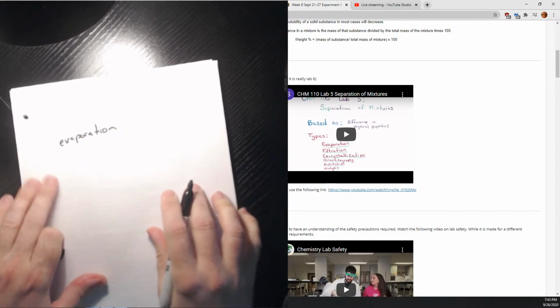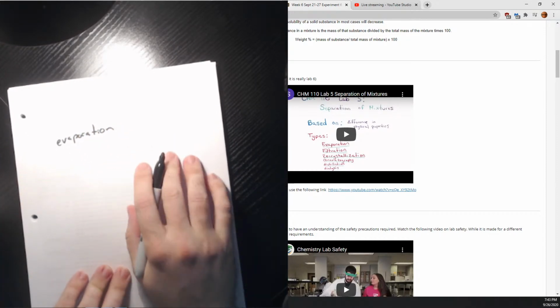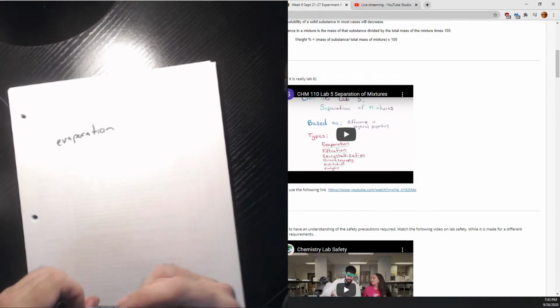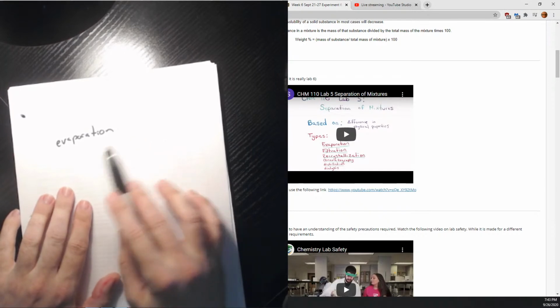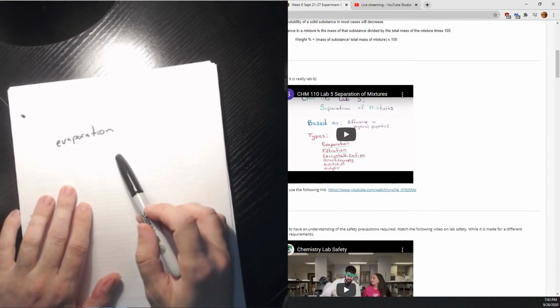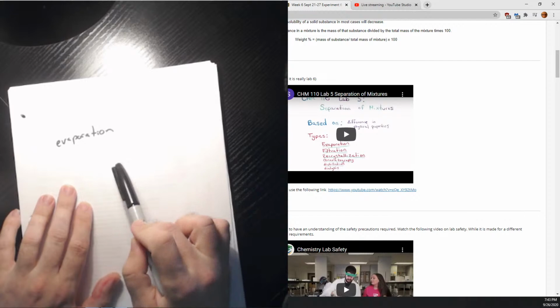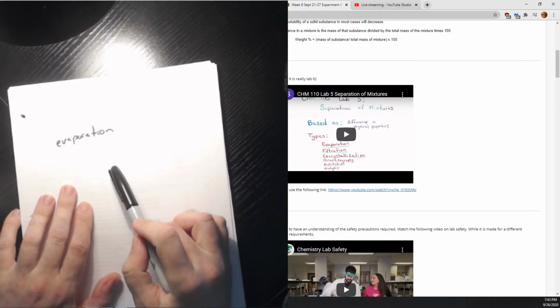Let's keep you focused. So if you have a solid dissolved in a liquid, if you're confident that there's only the one solid in there, then you just go ahead, you heat up your solution, and the liquid will be driven off, and you'll be left with your solid residue behind.